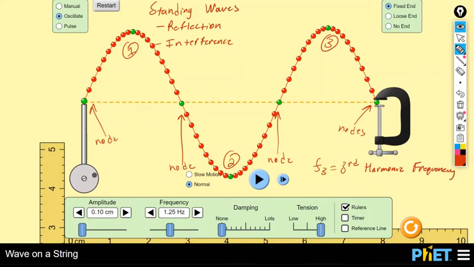Okay, so that is standing waves. Standing waves are what we get when we have reflection and interference in just the right conditions. In other words, when this is happening at just the right frequency, we can get standing waves.